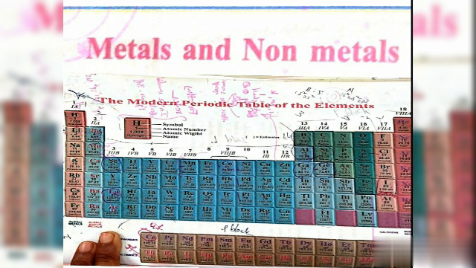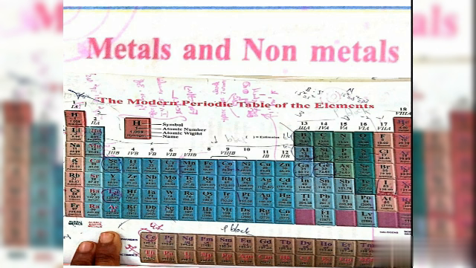Hydrogen 1s1, lithium 1s2 2s1, sodium 1s2 2s2 2p6 3s1. This number 1, 2, 3 is changing, but the last differentiating electron configuration is not changing. s1, s1, s1 will come. That's why these are all called first A group elements.